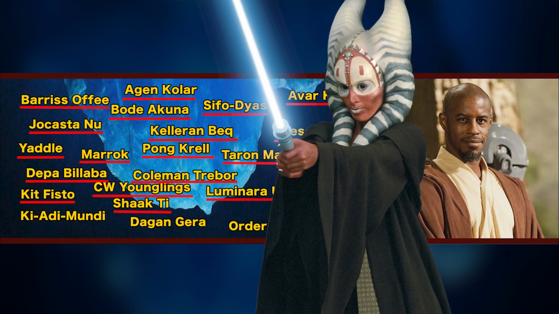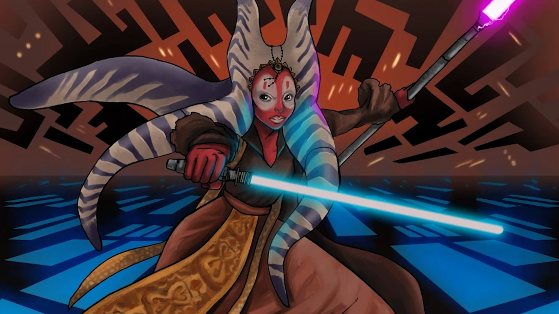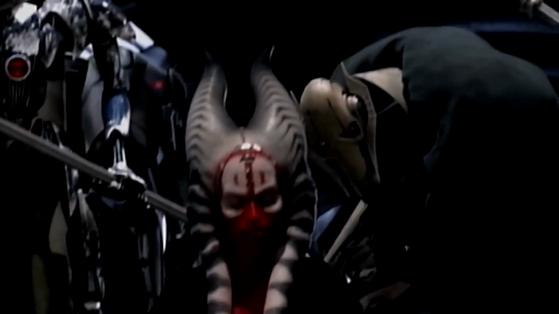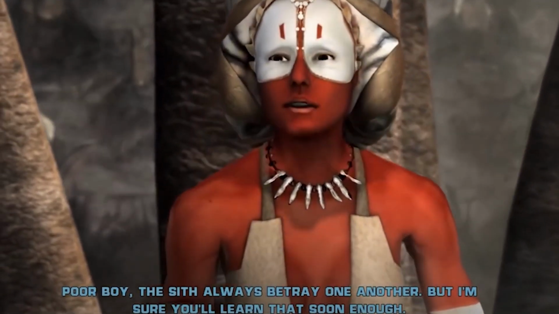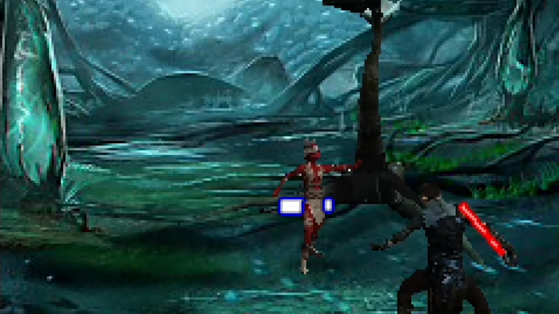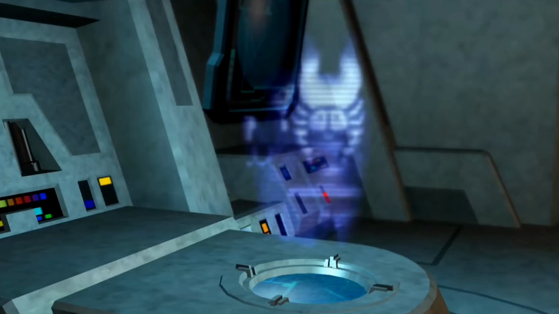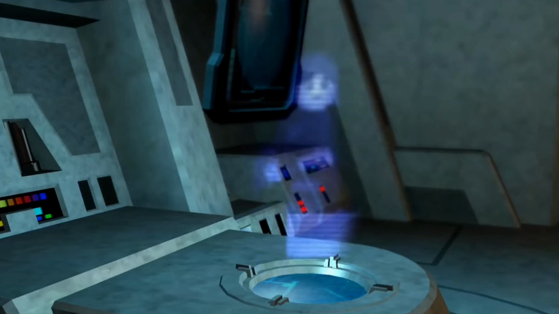Now there's Shaak Ti. She was a Togruta Jedi, and let's just say she's known for dying a lot of times. Okay, so she only died once in canon, but there's a lot of other versions of events. So here's a quick list of them all. There's her being killed by Darth Vader in Order 66. There's her being killed by Grievous at the start of Revenge of the Sith. There's her being killed by Starkiller twice, as there was one which was the regular version and one which was the mobile version. And then there's her being killed by Vader in LEGO Star Wars The Complete Saga, which is quite a funny interpretation of events.